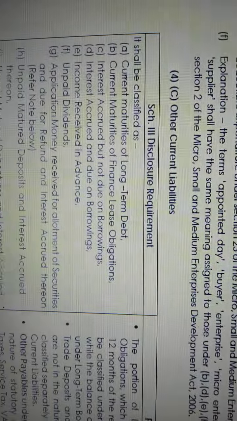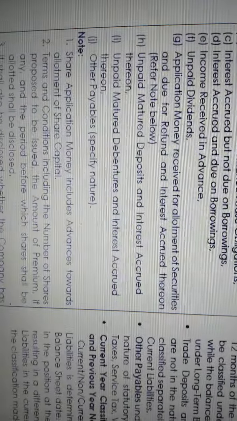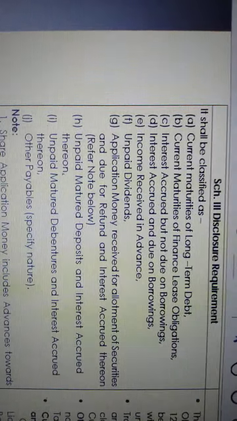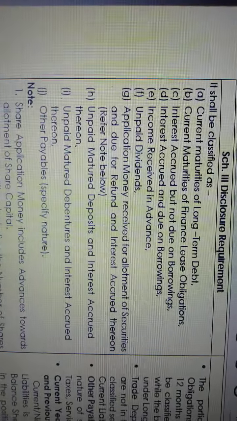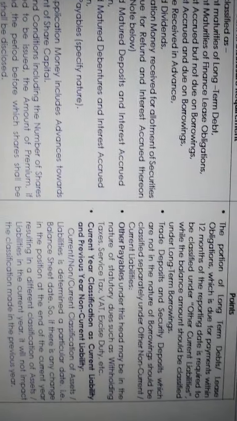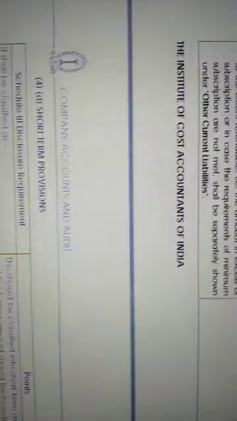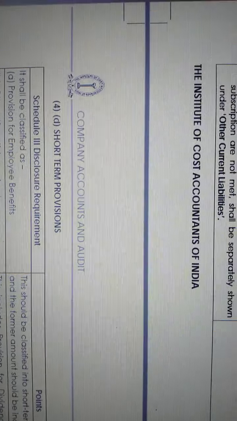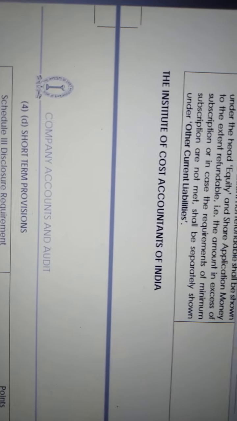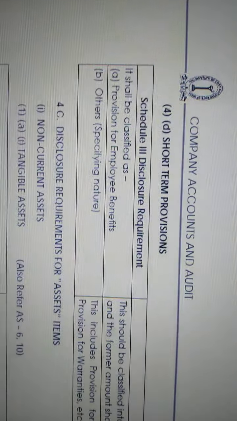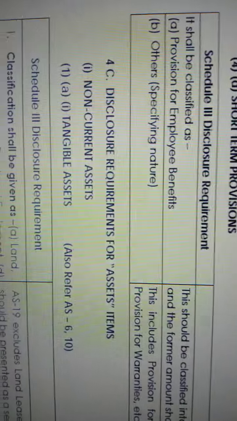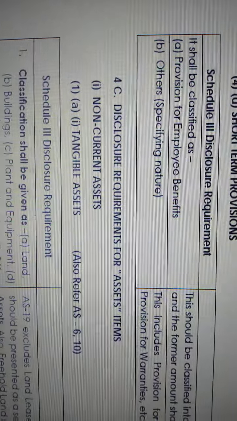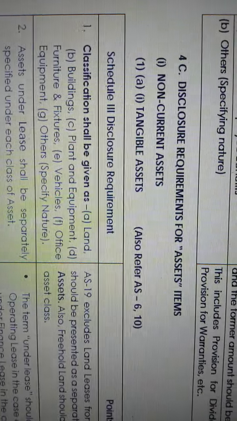So, other current liabilities. What are other current liabilities? Any other things: current maturities of long-term debt, current maturity of finance lease obligation, interest accrued, all these items are given here. Okay. Short-term provisions: anything payable for employees or any taxation purpose, we also have to write here. Okay. Provision for taxation.